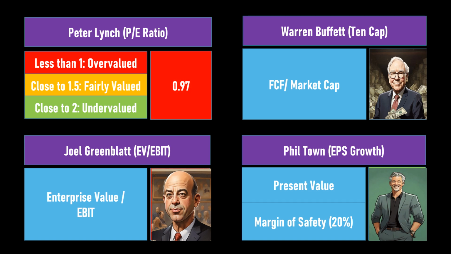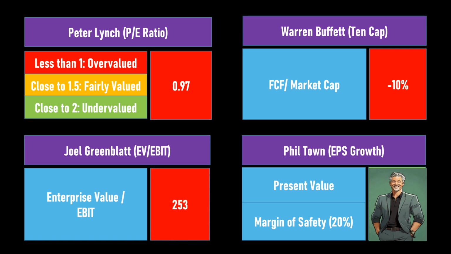Then we're going to move on to Warren Buffett's 10 cap model, where you divide the free cash flow by the market cap. The higher the percentage, the more the company is undervalued. Using this model, it suggests that Intel is significantly overvalued. After that, we're going to move on to Joel Greenblatt's favourite tool for working out if a company is correctly valued, which is dividing the enterprise value by the earnings before interest and tax. In Joel Greenblatt's method, this also suggests it is highly overvalued.